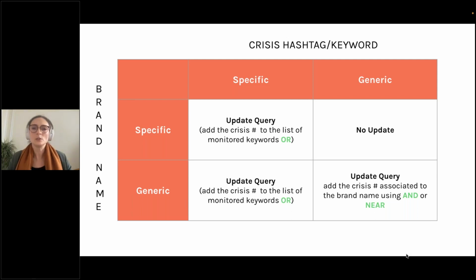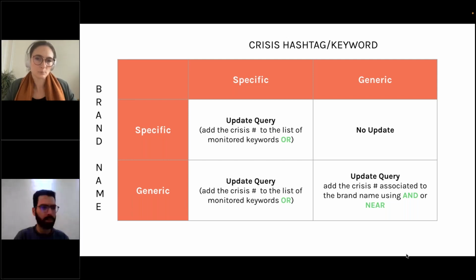And of course, if you need more help with query building, there are a lot of resources in the Digimind Academy, in the Help Center, where you can learn how to build queries.